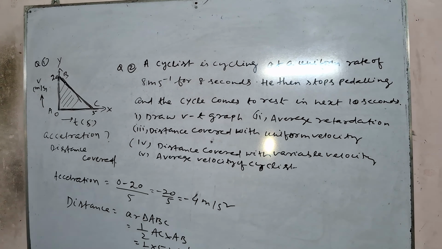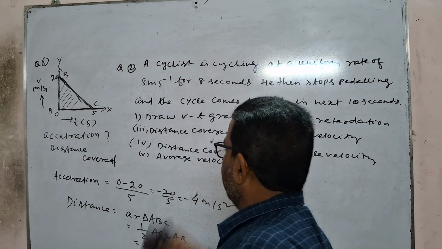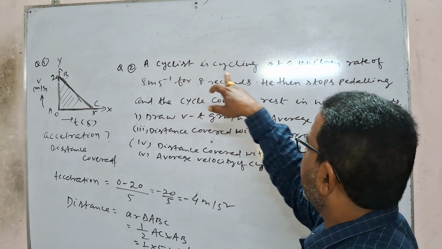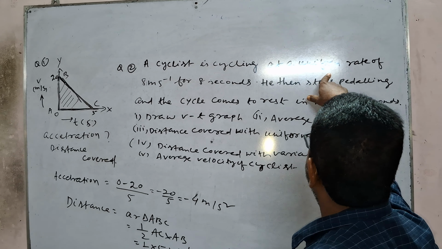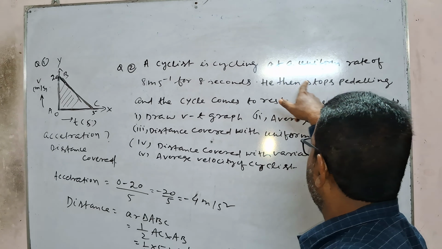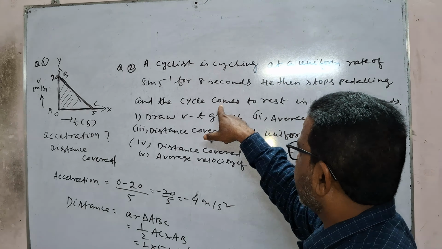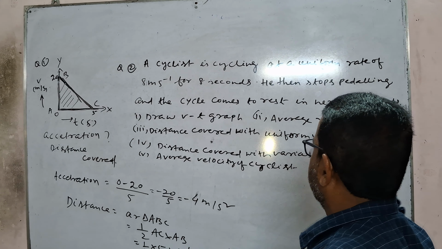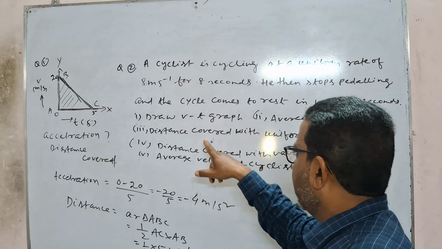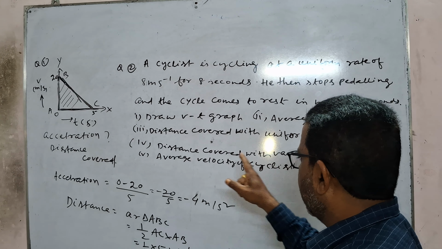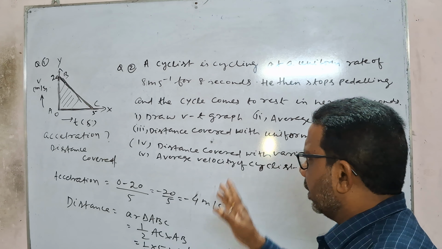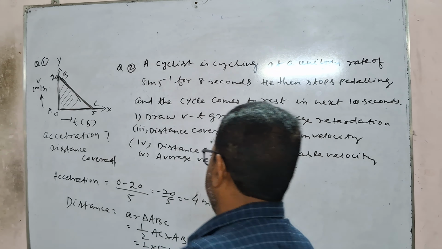Now I have written another question. We will discuss this question. A cyclist is cycling at a uniform rate of 8 meter per second for 8 seconds. He then stops pedaling and the cycle comes to rest in the next 10 seconds. Draw the VT graph, and find average retardation, distance covered with uniform velocity, distance covered with variable velocity, and average velocity of the cyclist. These 5 things we will find out.